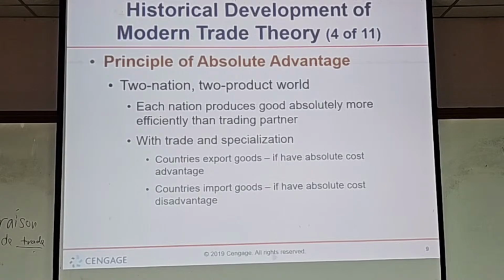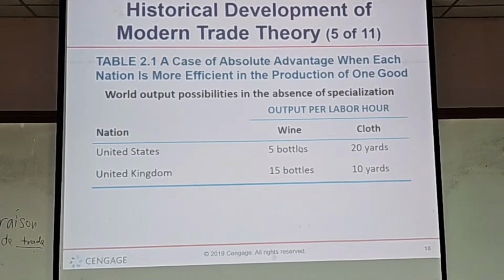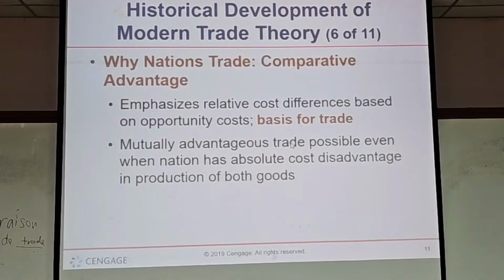In cloth, this is one output per labor, given one labor only. So the United States can produce more, and will specialize in water. That is absolute advantage according to Smith. And now comparative advantage.